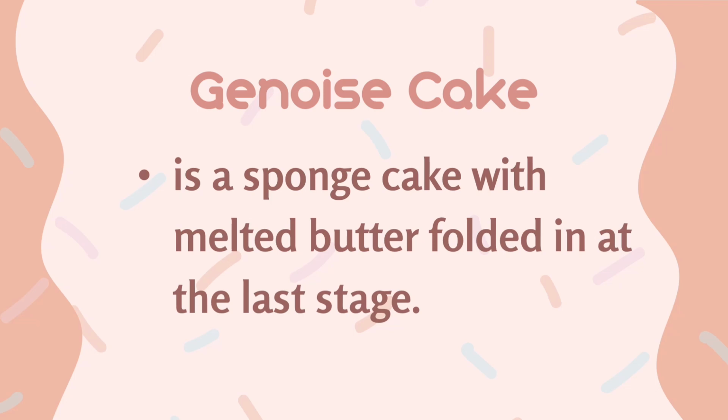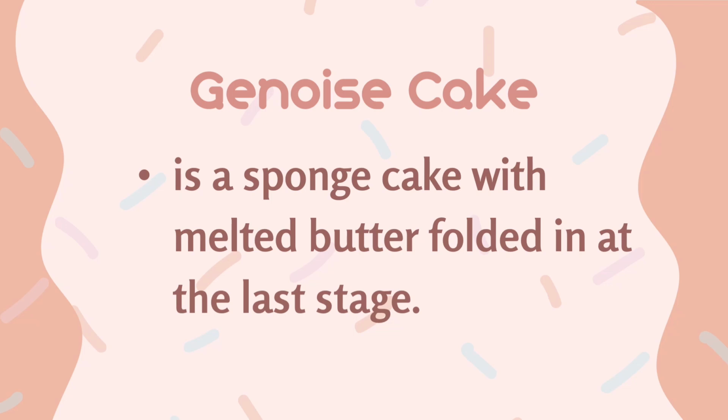Next is Genoese cake. It is a sponge cake with melted butter folded in at the last stage. So Genoese cake is a type of sponge cake that originates from Italy. It's characterized by a light and airy texture achieved through the incorporation of whipped eggs. Genoese is often used as a base for various desserts and is known for its versatility.